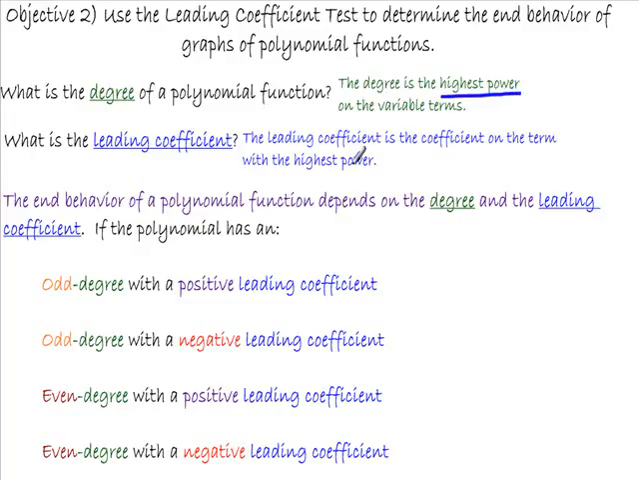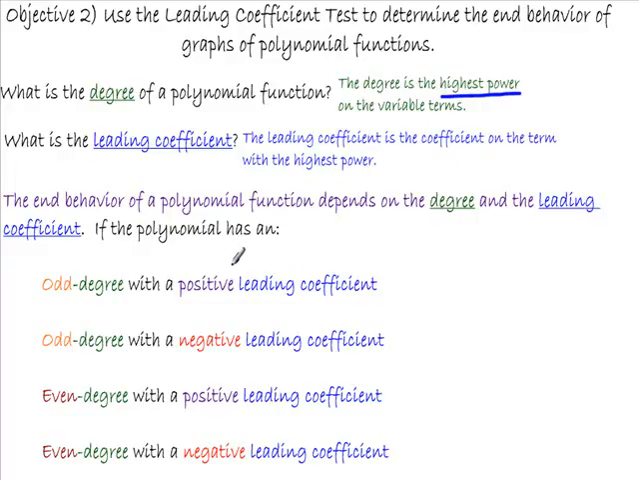So for instance, in a quadratic, the degree is 2. In a cubic function, the degree is 3. A linear, the degree is 1. So it's just the highest power on the variable. What is a leading coefficient? The leading coefficient is a coefficient on the term with the highest power.